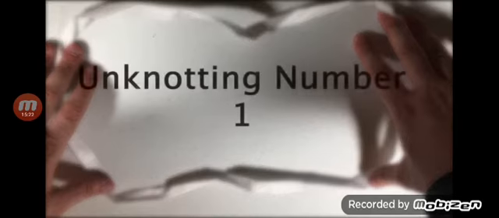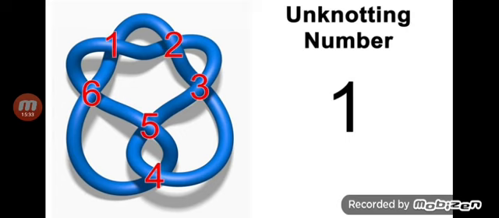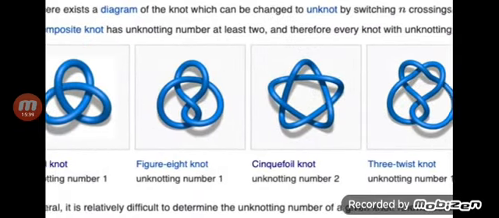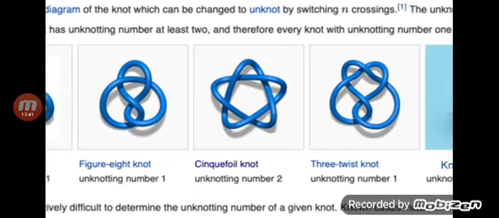Since I was able to do that in one cut, 1 is the unknotting number of our trefoil knot. That's not too difficult to see, but it's not as obvious that, for example, this stevedore knot with 6 crossings rather than 3 also has an unknotting number of 1, while the cinquefoil knot with 5 crossings has an unknotting number of 2.